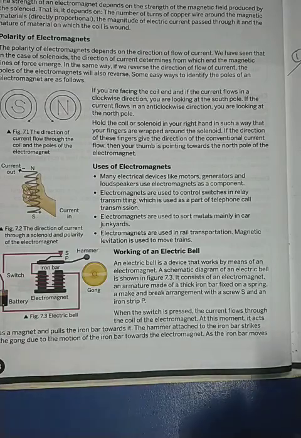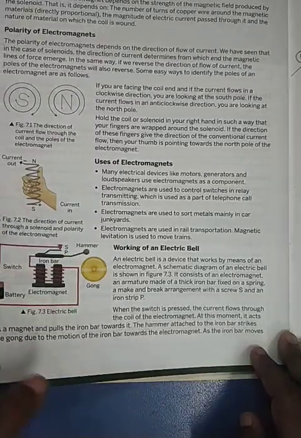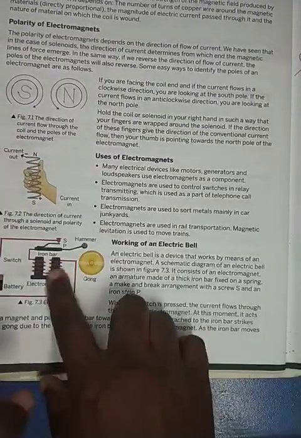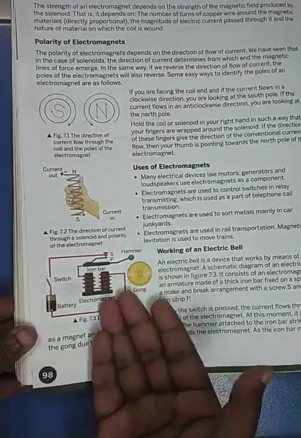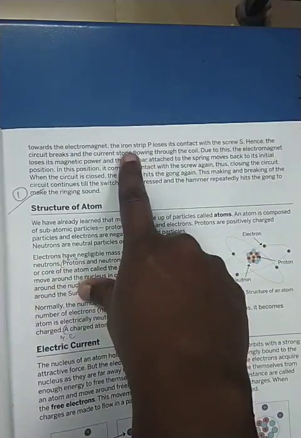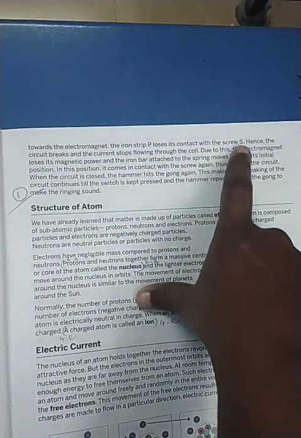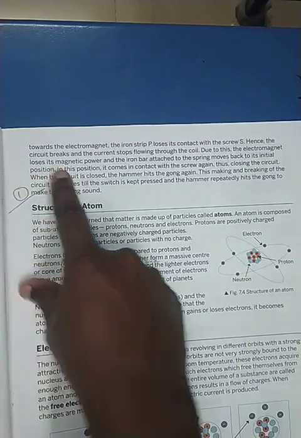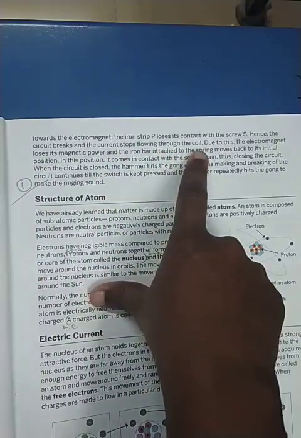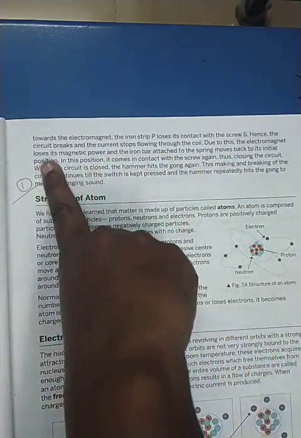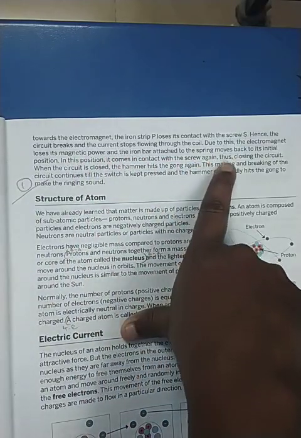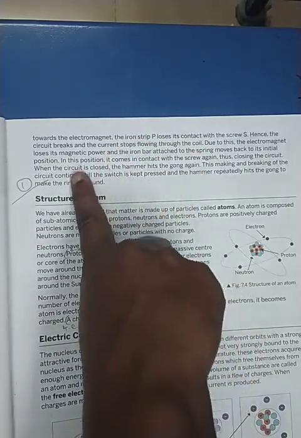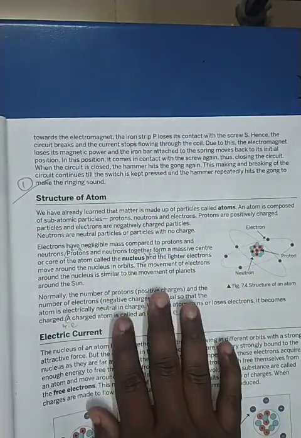When I release the switch, what happens? The current will not pass through this, so it is losing its magnetic property, and the iron bar is released back. That is what they say. The iron strip P loses its contact with the screw, so the circuit will break and the current will stop flowing through the coil. So the electromagnet loses its magnetic power, and the iron bar will go back on the spring. This is how our electric bell works.